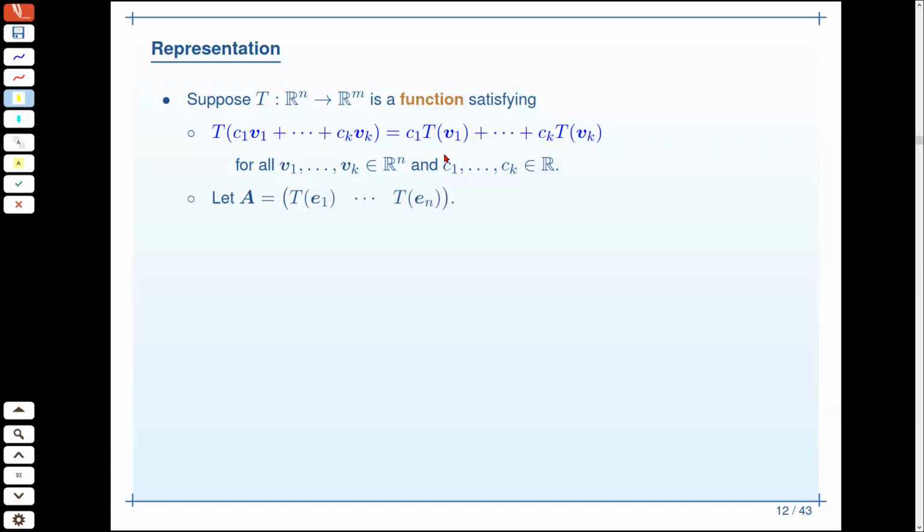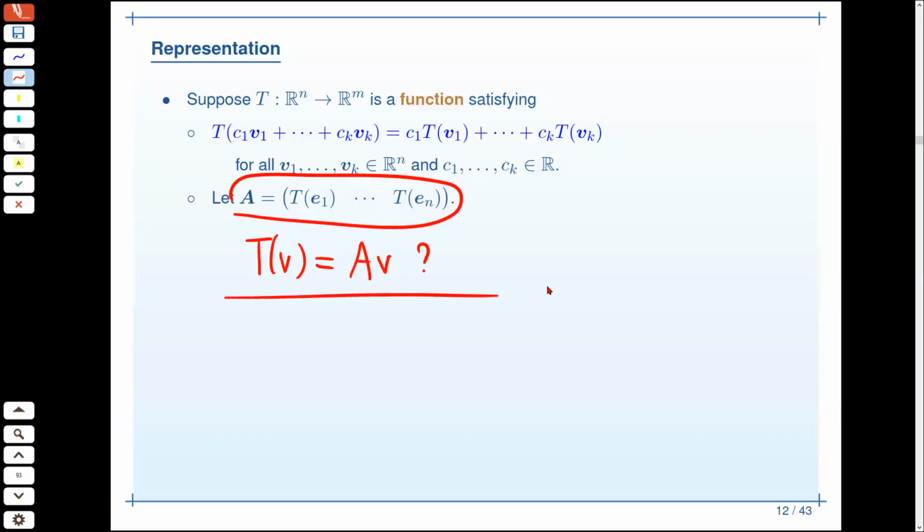We need to get the standard matrix. And how do we get the standard matrix? If T is a linear transformation, the standard matrix must be given in this form. So let's verify whether this matrix gives the linear transformation. Or in other words, if you write A in such a form, first column TE1, second column TE2, last column TEn, whether my TV can be written as AV. Yes or no? This is the verification, because if it's a linear transformation, this must be the standard matrix.